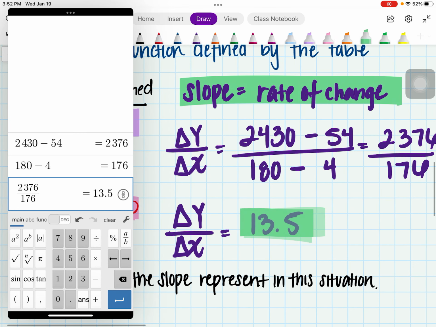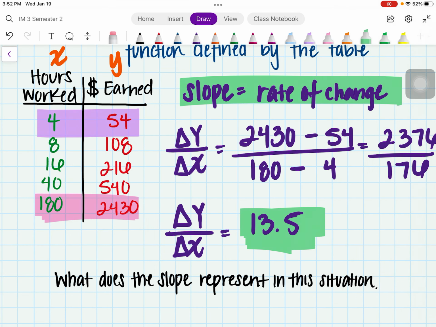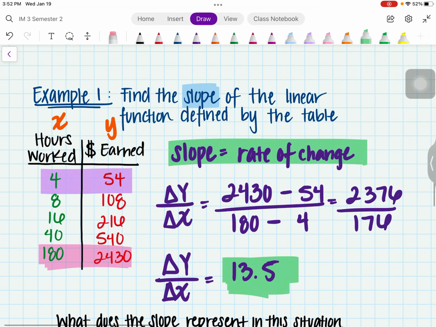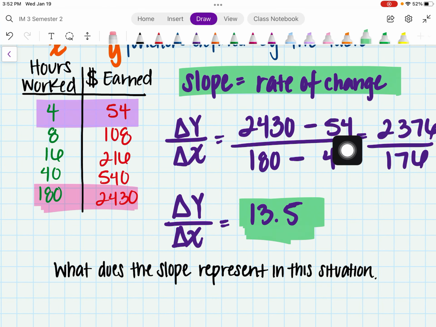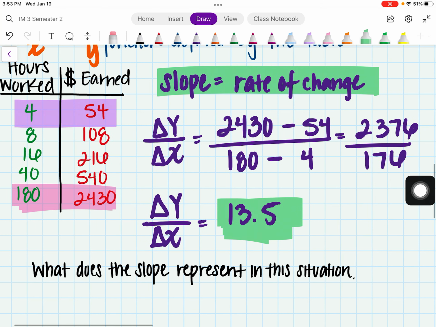All right, so once again, this is the rate of change. Let's do green. Rate of change in this case is going to be 13.5. Once again, if I would have chosen any other 2 points, I should still be getting the same solution. Now, looking at the next question, guys, it says, what does the slope represent in this situation? So the question here is, what does 13.5 represent in our table here? And notice how in this case we did y over x.